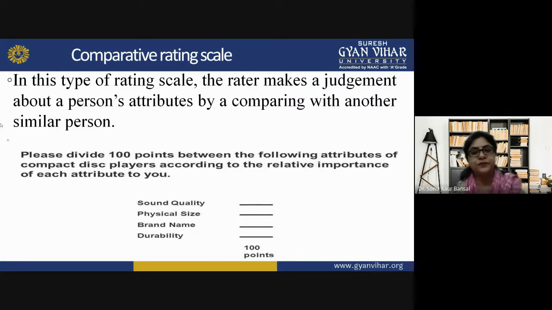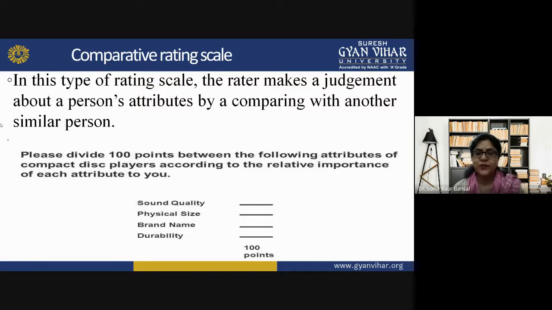similar person. Now see this, please divide 100 points between the following attributes of compact disc players according to the relative importance of each attribute to you. Now you have 100 marks and you have 4 categories of a particular disc player in front of you. You are supposed to buy it. And sound quality, how many points are you going to give to it? Physical size, brand name, durability.